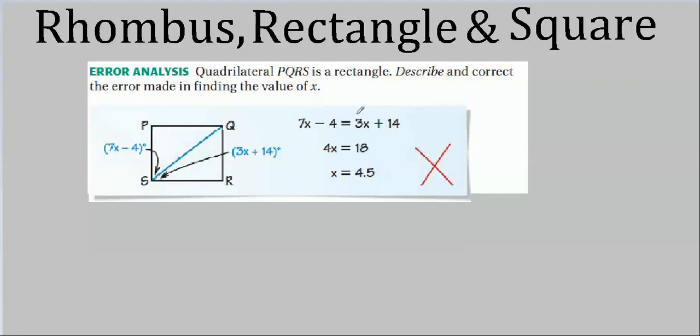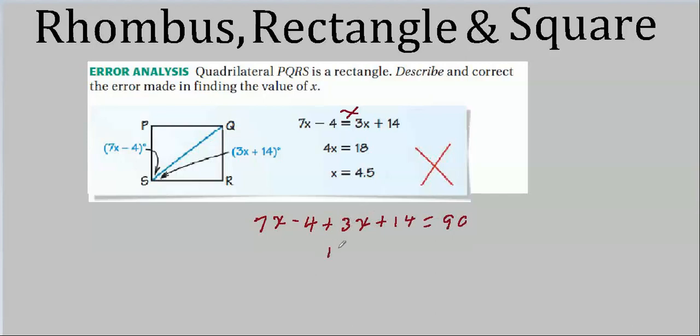So this is no good. What do we know about a rectangle that would allow us to solve this problem? This is a right angle. That's from the definition of rectangle. That means these two add up to 90 degrees. So what he should have written was 7x, or this was probably a group effort, plus 3x plus 14 equals 90.